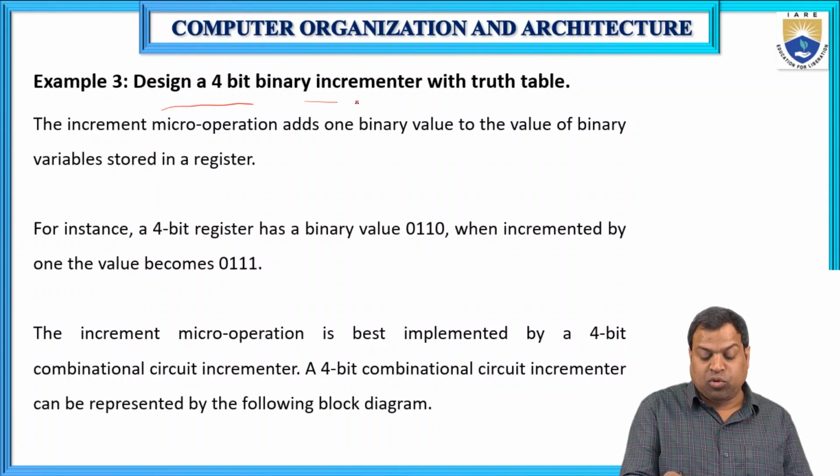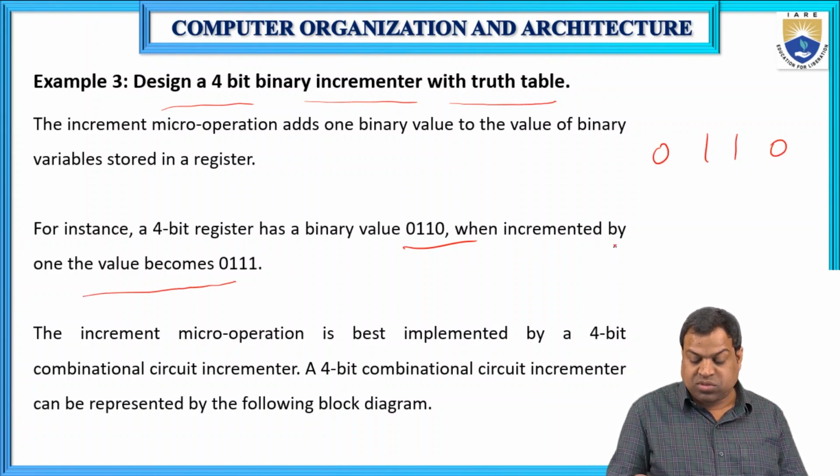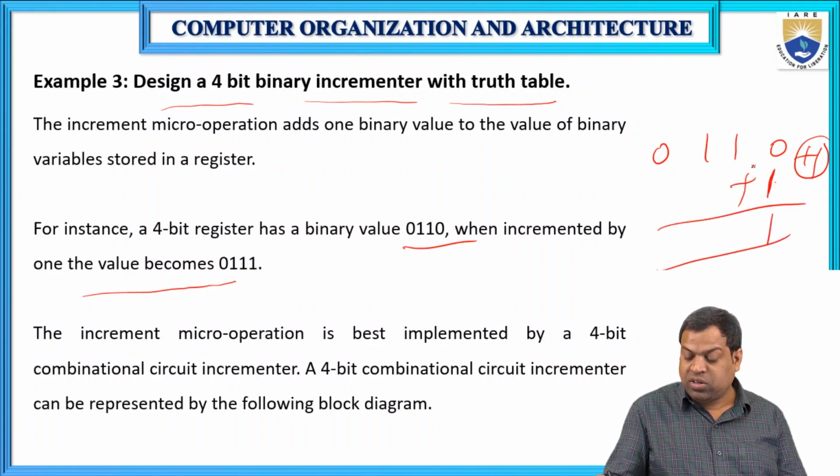For example, I am taking: design a 4-bit binary incrementer with a truth table. The increment micro operation adds one to the value of binary variables stored in a register. For instance, a 4-bit register has a binary value, here I am taking one example 0110. With incrementing by one, so incrementer means we are adding plus 1 here. So 0110, I am adding plus 1 here. So 0 plus 1, 1, as it is 0111. So design a 4-bit incrementer with a truth table.